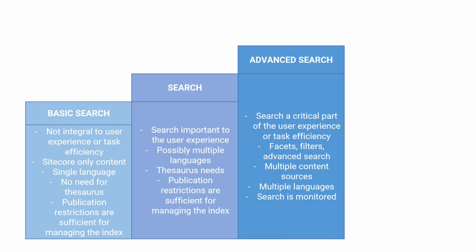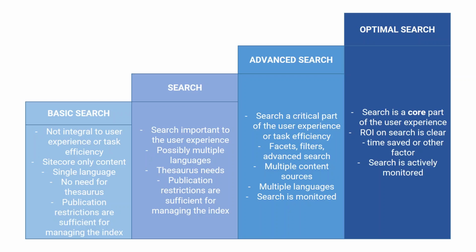That's when you start getting into advanced search, and this is where you're really weighing what is the value to the user of having a really high quality search. So it's become critical. There are base expectations for facets, filters, advanced searches. There are possibly multiple content sources. Languages have probably been translated. And I think just as important as any of those things, search is viewed as important enough that someone is actually responsible for monitoring how it's performing. Are people getting good results?